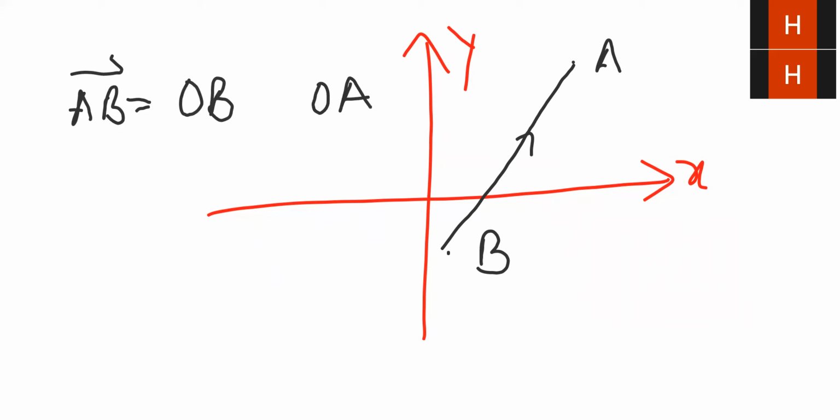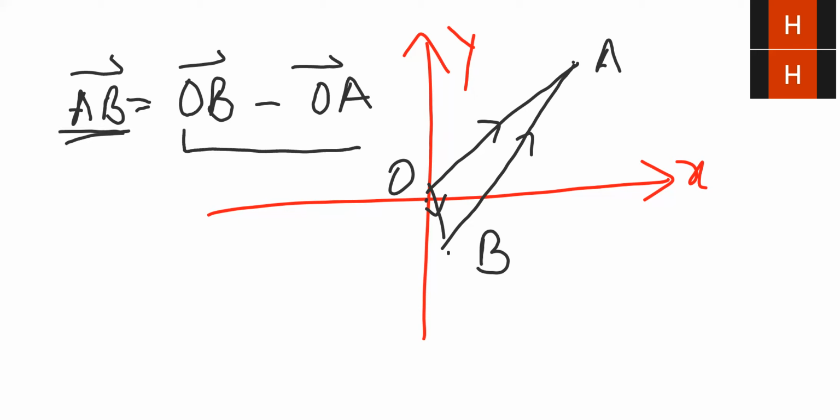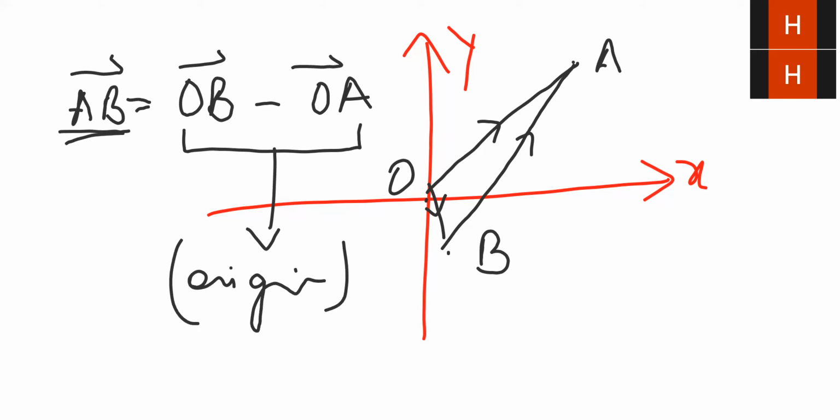Now, what is OA here? O is the origin. OA would be this vector and OB would be this vector. In order to find the AB vector, we subtract OA from OB. So we'll be finding the direction vector from our position vectors OB and OA. Any vector that starts at the origin O is called a position vector. So this was a basic background of what vectors are.